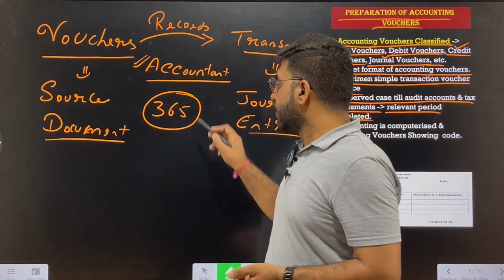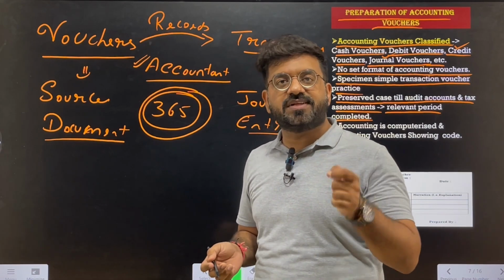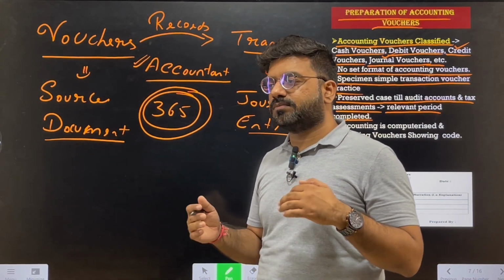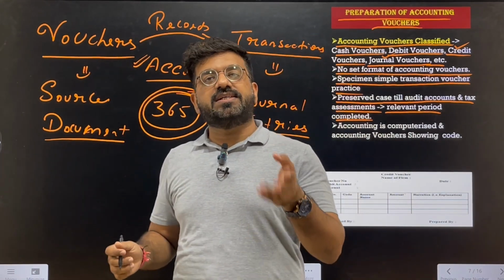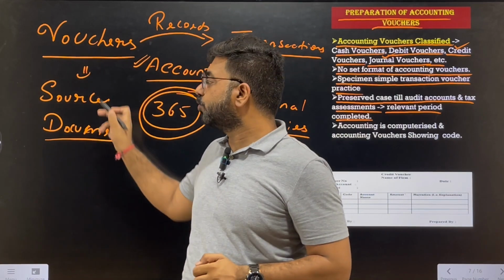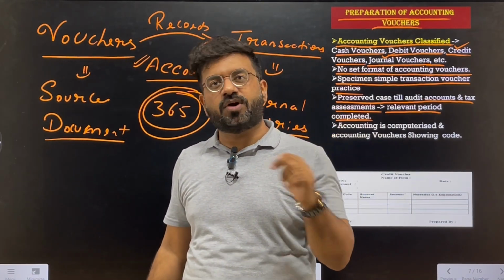Now, how does he verify? Because he doesn't have so much time to look at all the transactions for the 365 days. So what does he do? He checks the transactions on a hit and trial basis. He will ask for the month of April, just give me the 5th April transaction, just give me the source documents for 5th April. Again, he will say, just give me the documents for 18th April.